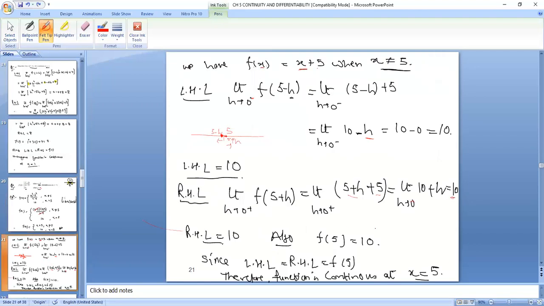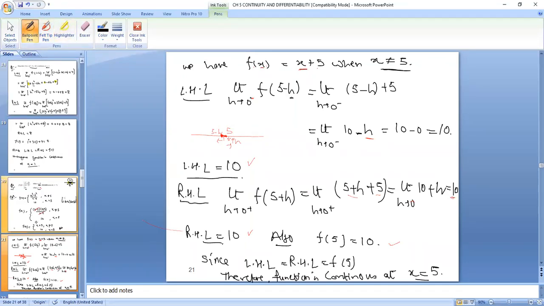So we are having f of 5 is equal to 10. Since left hand limit is equal to right hand limit is equal to f of 5, the three values are 10, 10, 10 and 10. Therefore the function is continuous at x is equal to 5. That means the value on the left, the value at the point and the value on the right, the three values are the same. So three values coincide, therefore the function must be continuous. Right?